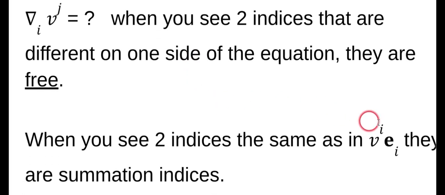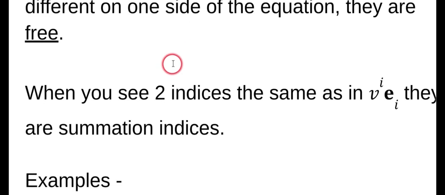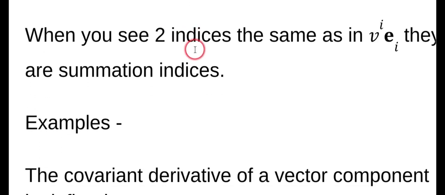And now if you see them like we've been doing, where you got the same index, upper and lower, and they're the same, then it's a summation index. All right. So these are two different things. This is a free index. This is a summation index. Now let's put that together.